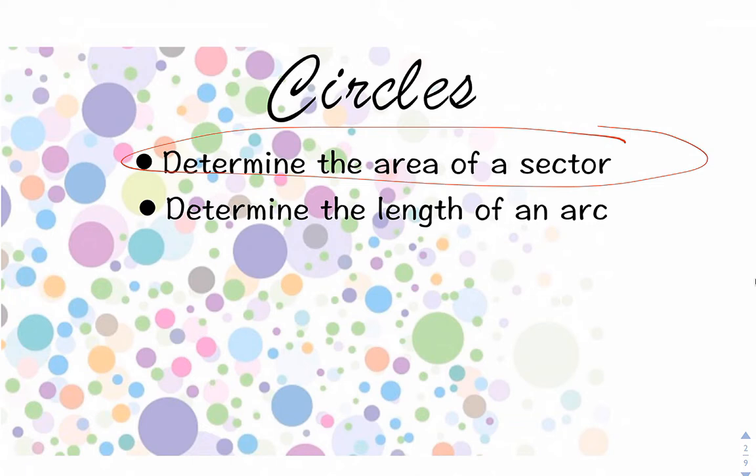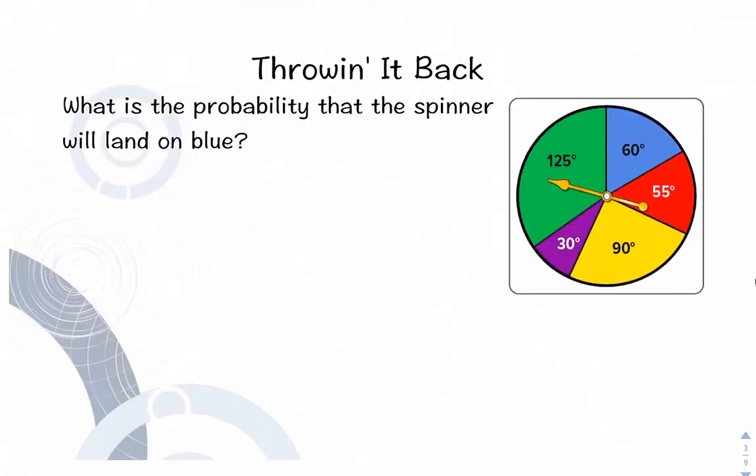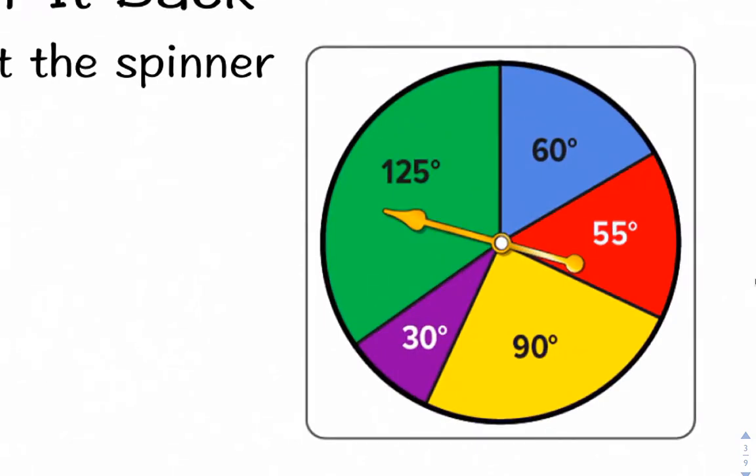Now, in order to do that, let's throw this back to our probability, what we ended up with before we took a nice little break. So we have the spinner. We've seen the spinner before. We want to know what is the probability that this spinner will land on blue. Now, we asked this question in class, and everybody was able to see, okay, we have our blue section here, which is 60 degrees.